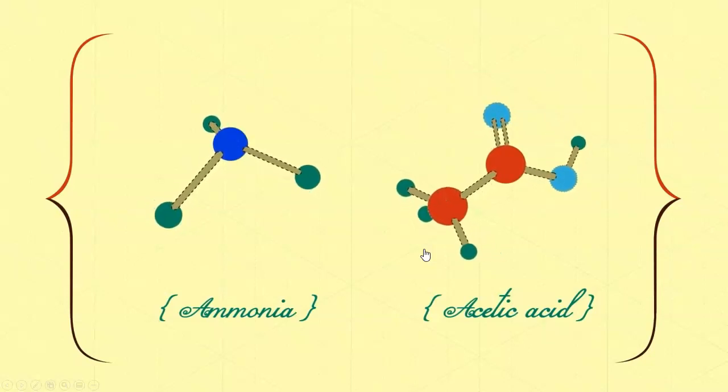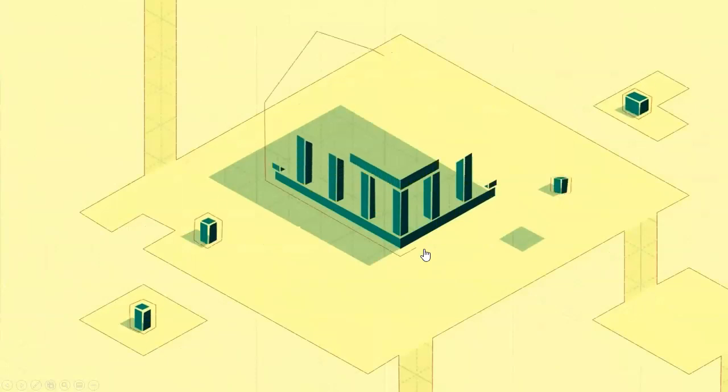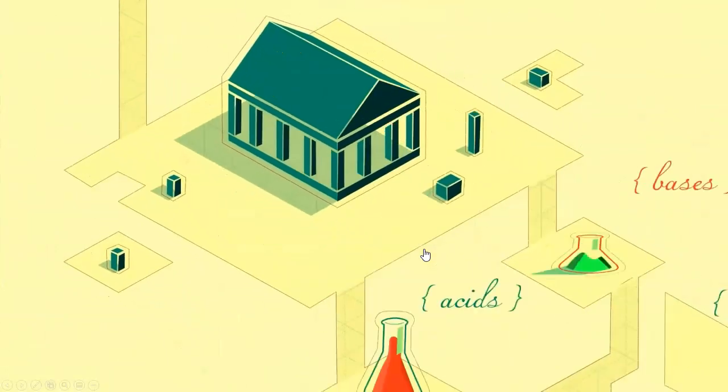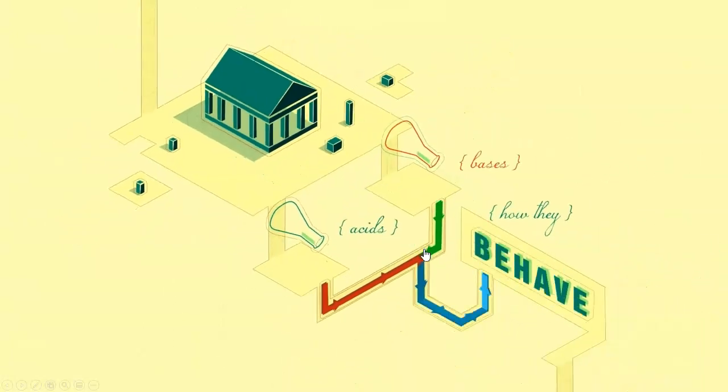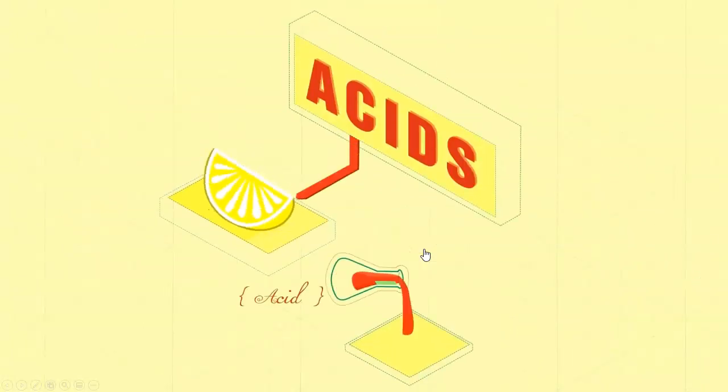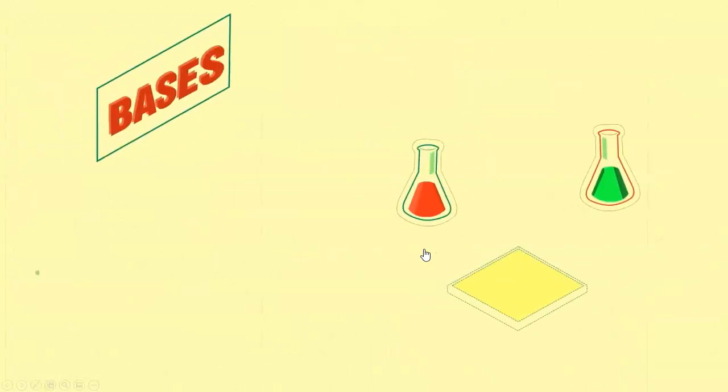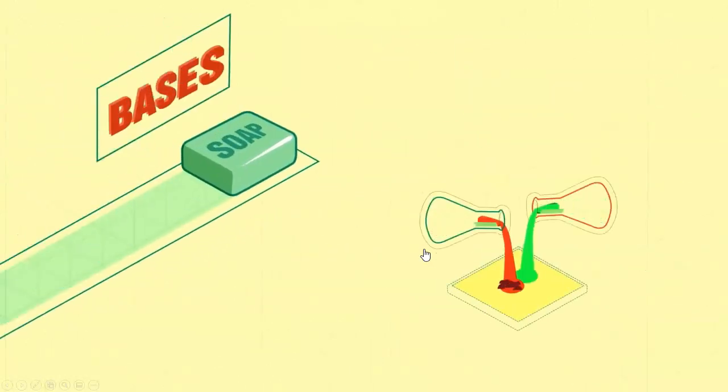You were probably never taught that a long time ago, like ancient Greek ago, before anyone knew about atoms or molecules, acids and bases were defined by how they behaved. Acids tasted sour and corroded metals. Bases felt slippery and could somehow counteract acids.